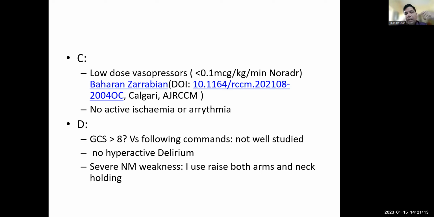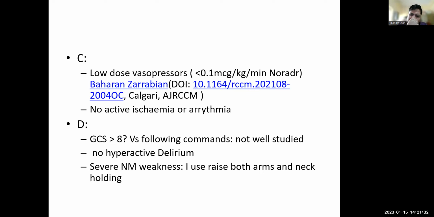But if your GCS is above 8, is that the level at which you take them off the ventilation? Or do you wait till they start following commands? And what do you do if they will never follow commands, like certain neurological patients?